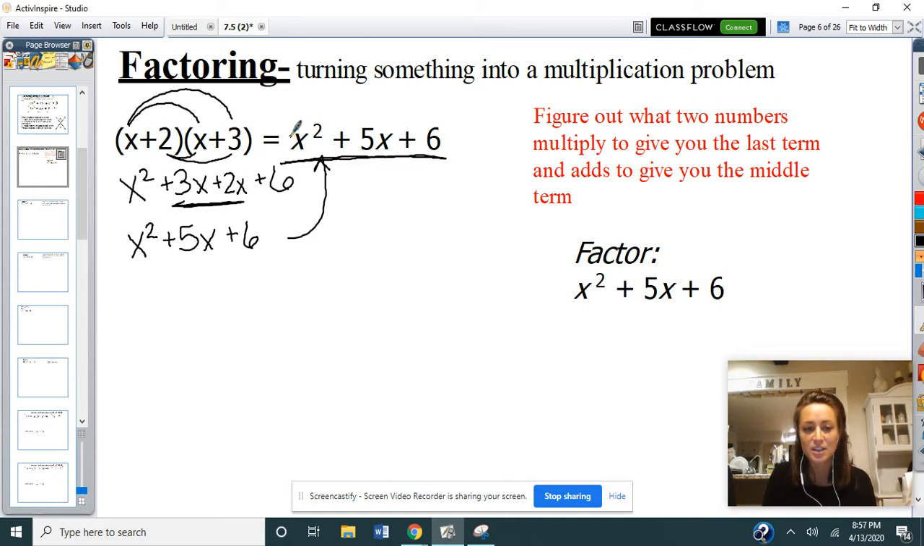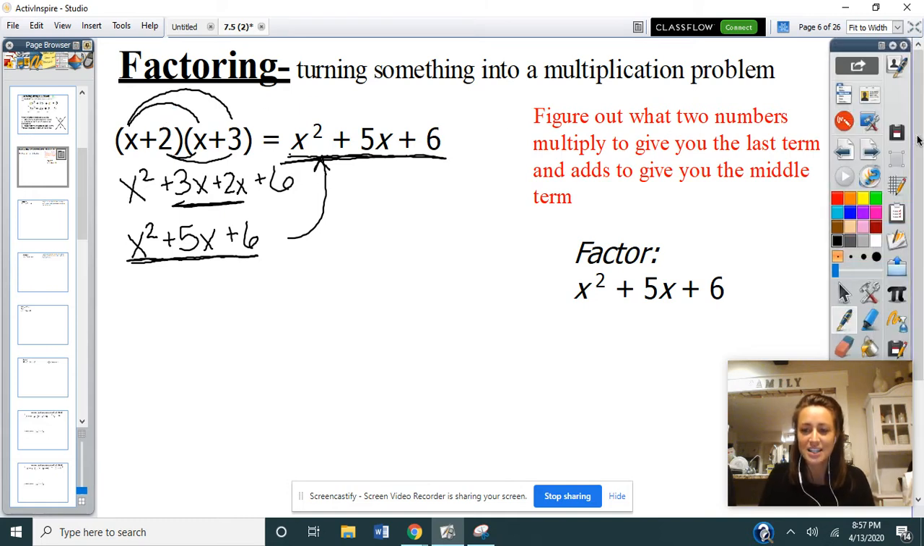You can use the box method to solve that, but what we're going to be doing today is going backwards. I'm going to give you a problem like this and say factor it. That means turning it into this. It means going backwards, the opposite of distributing. And factoring is turning something into a multiplication problem. What I just did was take this multiplication problem, simplify, and get this answer. But now if I say factor, we're going to take a problem like this, which is not a multiplication problem, and turn it into a multiplication problem. And it's not as easy.